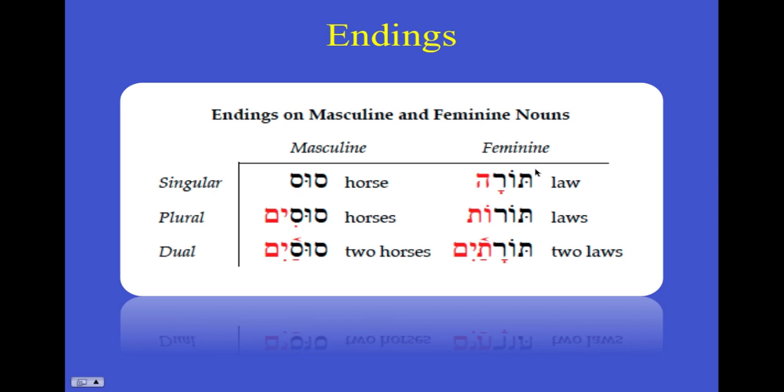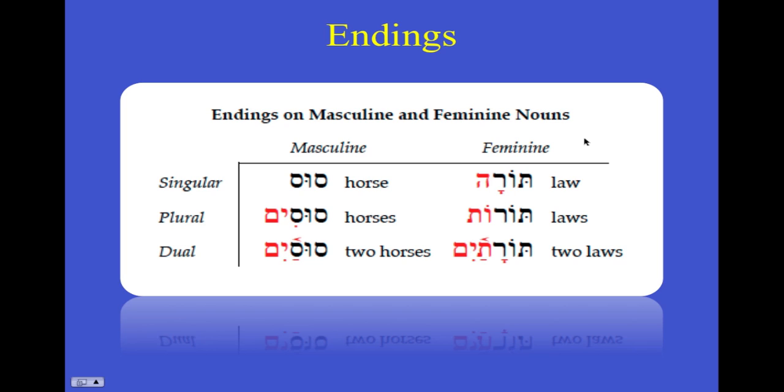But I want you to notice on this chart here in the red, these are the endings that are added to the basic lexical or dictionary form, the masculine singular form of horse. Here, these vowels and these 2 consonants will make a horse plural. Notice down here with some other symbols, it's the dual form. So it would be 2 horses versus a multitude of horses. Over here on the feminine side, law would basically have that.